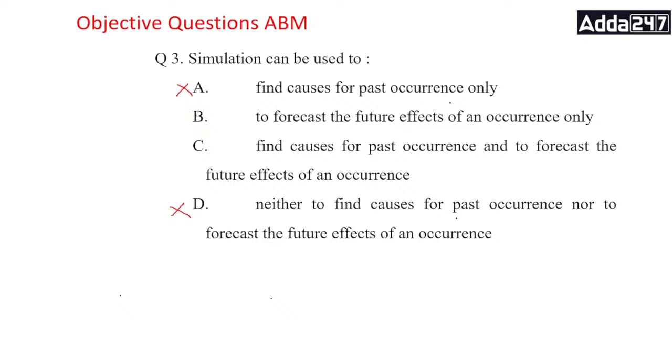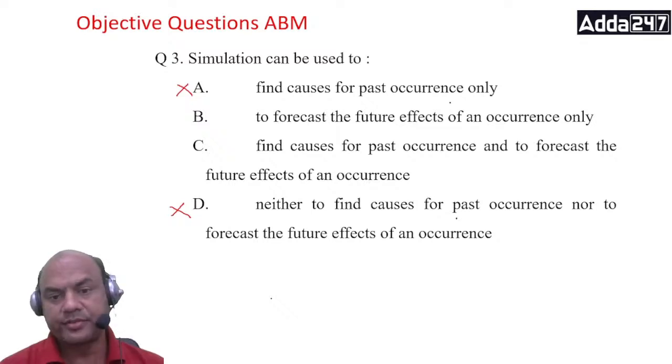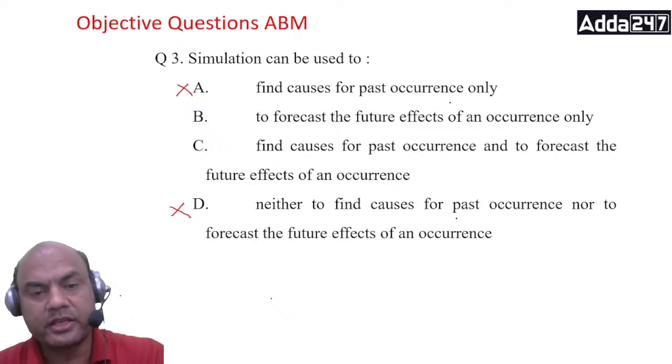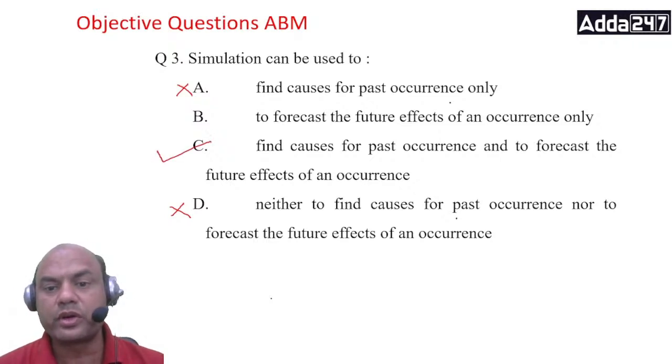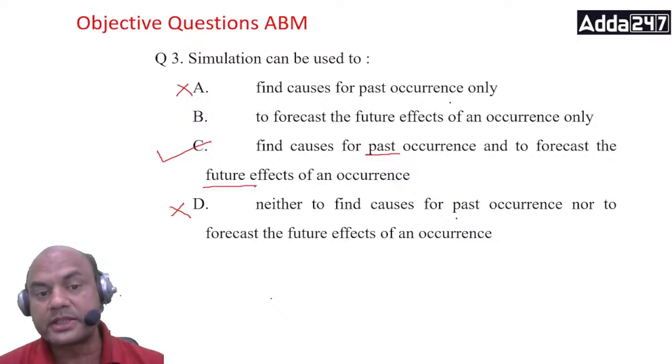The answer is, yeah, is it B or C? The answer is C, correct? The answer is C because it is used for the past as well as to forecast the future, right? So C is the answer.